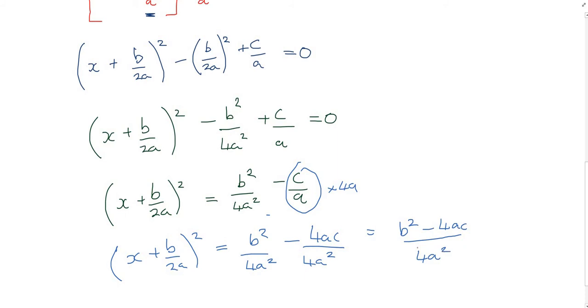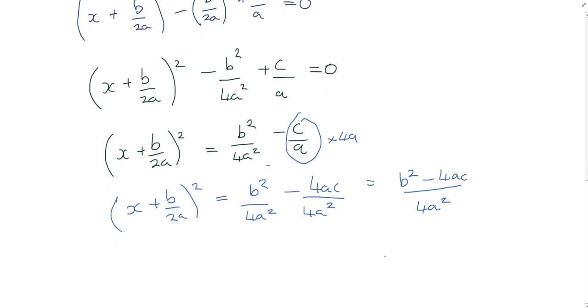So you can see now it's starting to look a little bit similar to the quadratic formula. So now we have (x + b/2a)² equals (b² minus 4ac)/4a². So hopefully everyone's following so far. What we now do is square root both sides. One really important thing you need to remember is that when you take the square root, you're taking the plus and minus square root.